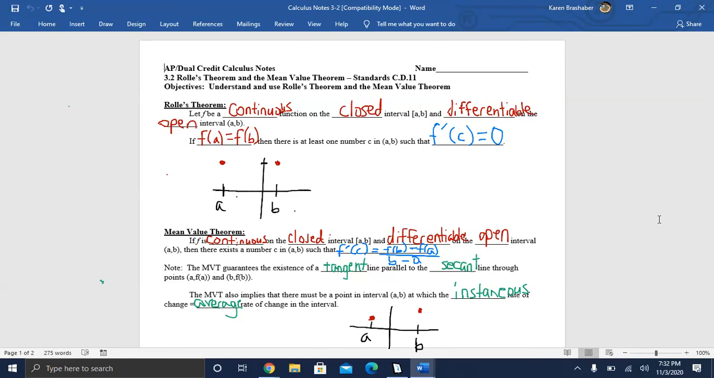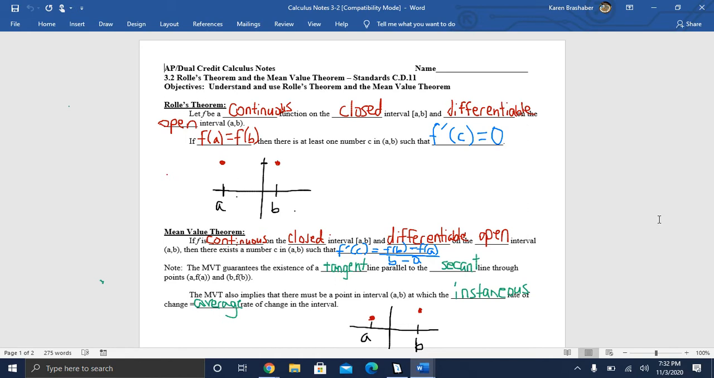Today we are going to be looking at a couple of theorems that we will use to analyze graphs. The first one is called Rolle's theorem, and I will want you to be familiar with all parts of this. So what I've written in red would be the conditions or the hypothesis of the theorem, and what I wrote in blue is the conclusion.